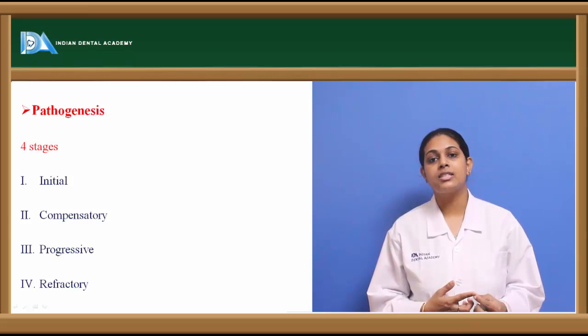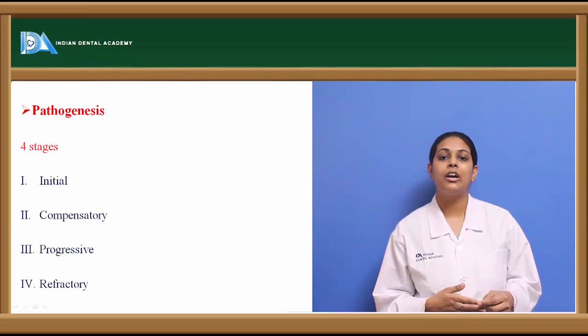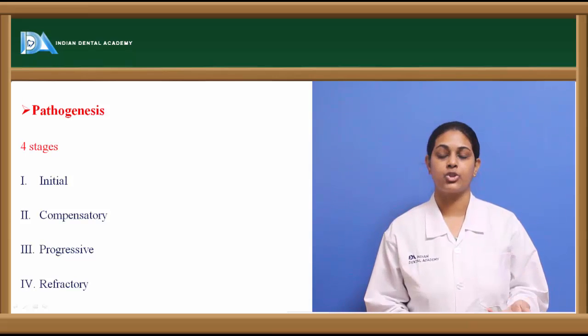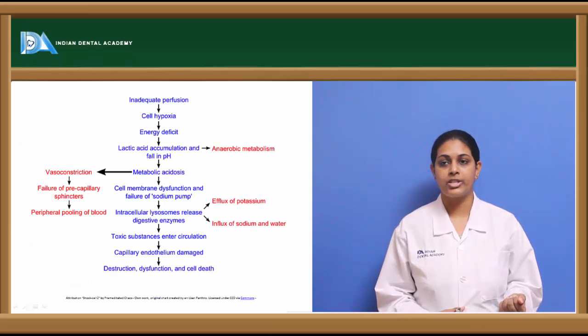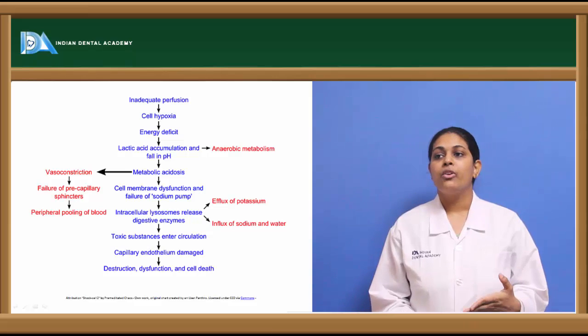And the refractory stage, that is, after the treatment the patient might try to completely return to the normal position. This is known as the refractory stage. So these are the four stages, and we see the pathogenesis of shock is as follows.